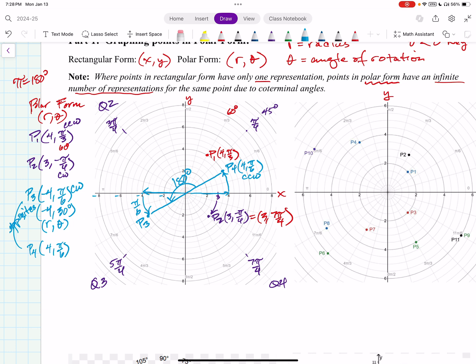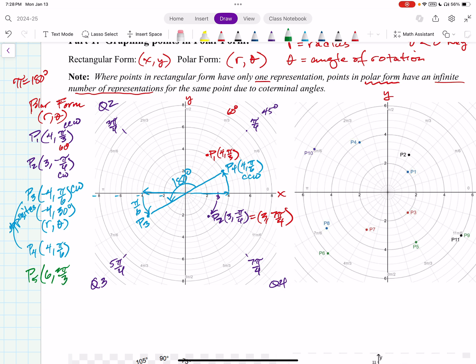So we're getting used to this a little bit. Okay, so let's keep on practicing. So let's try a point in quadrant two. Okay, so let's do that. So let's say P5 is 6 comma 2/3 pi. So 6 comma 2/3 pi.